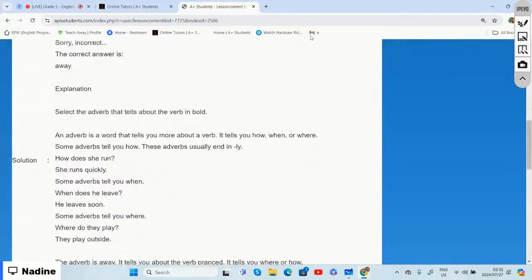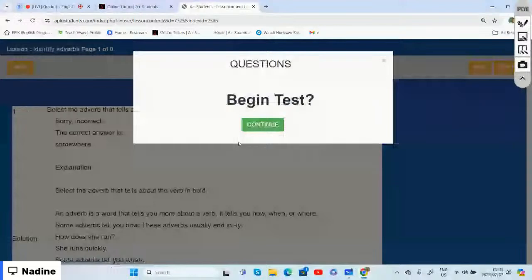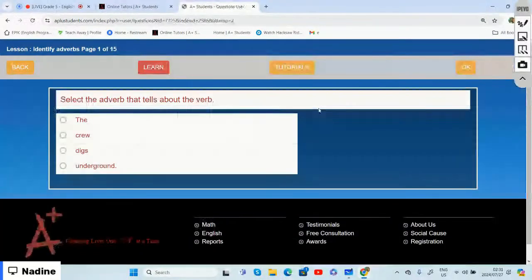All right, let's go to our test. So we're going to begin our test. We're going to select the adverb that tells us about the verb within the sentence. It says, the crew digs underground. So the crew digs underground. What is the adverb within that sentence?